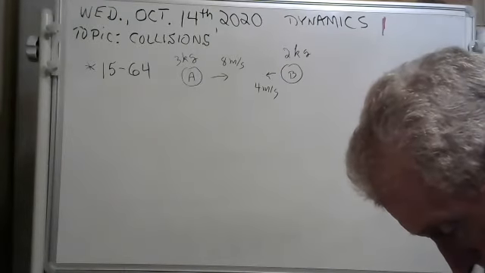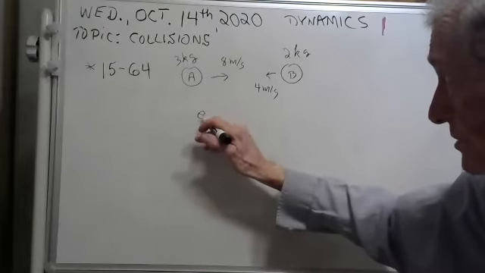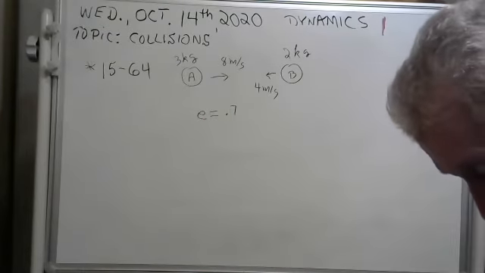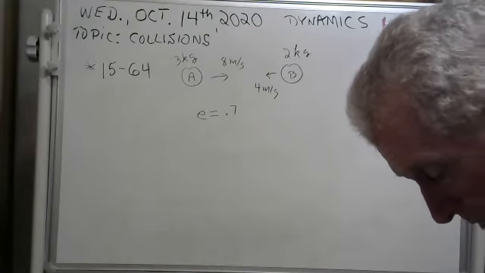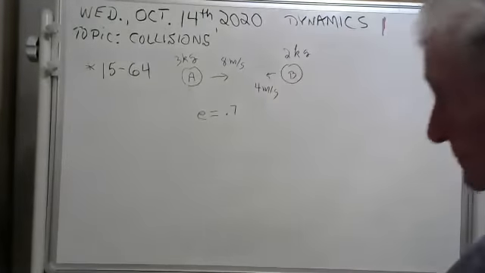Now they collide. And the coefficient of restitution is 0.7. All right, now we're going to find the velocity after the collision.